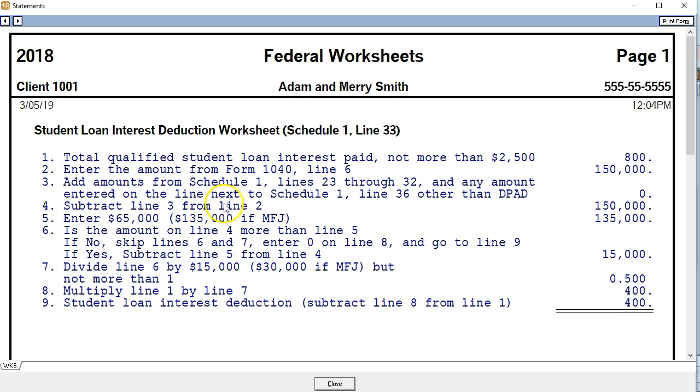We say that the total qualified student loan interest paid not more than $2,500. So we paid $800, which is less than the $2,500. So that's line 1. Line 2, enter the amount from 1040 line 6, 150,000. That's going to be our income.